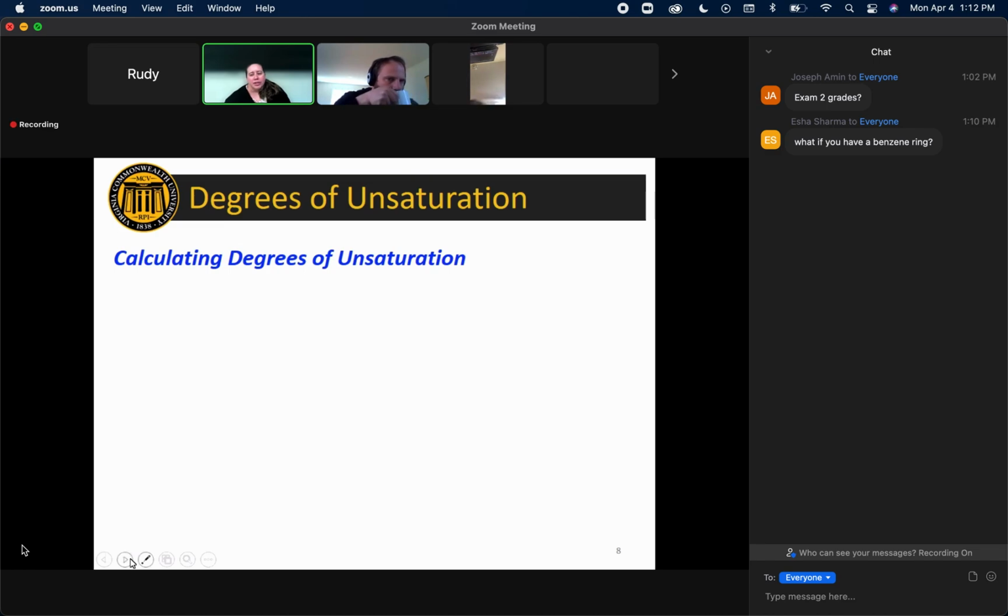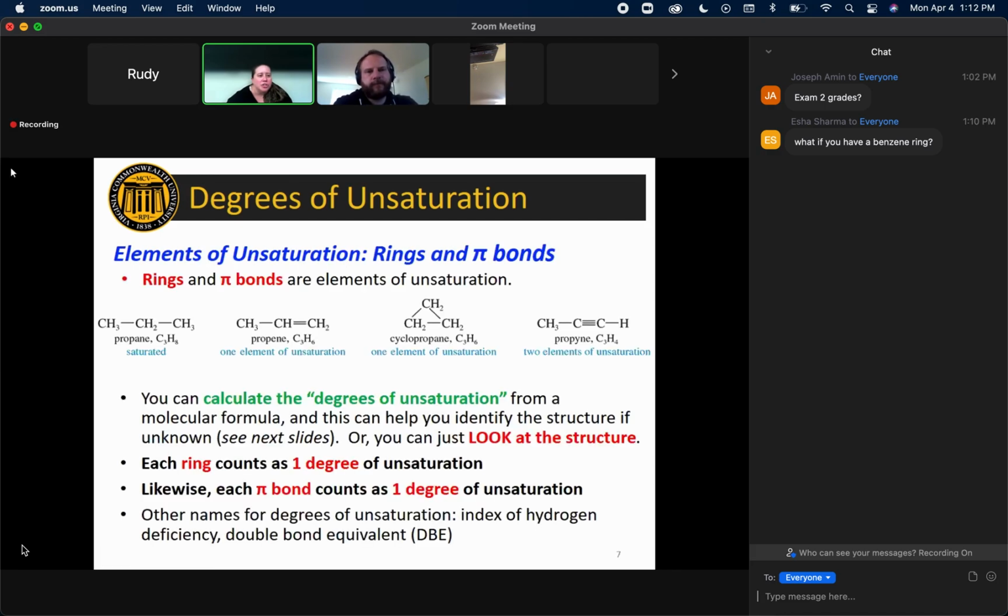Okay, so now we know how to look at a molecule and figure out the degrees of unsaturation, but what if we don't have the structure? And I see there's a question in the chat box. All right, so the question in the chat box is, what if you have a benzene ring? Well, thank you for that. Let's do it.